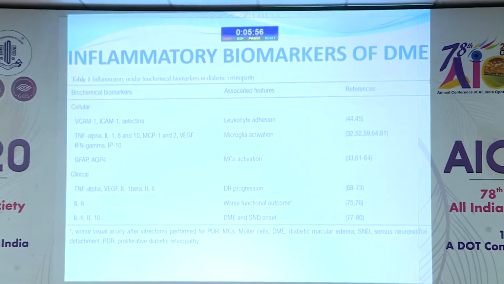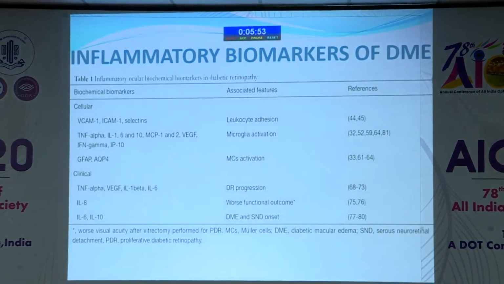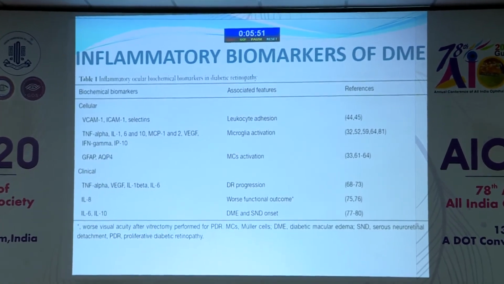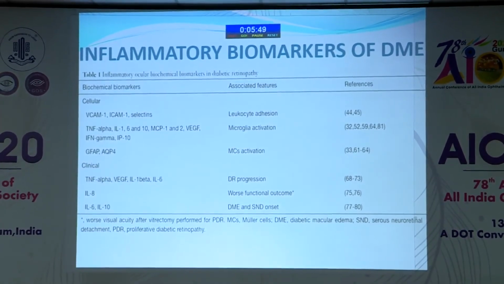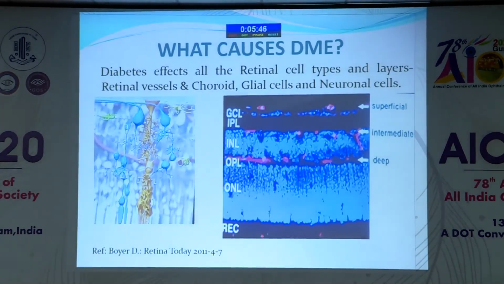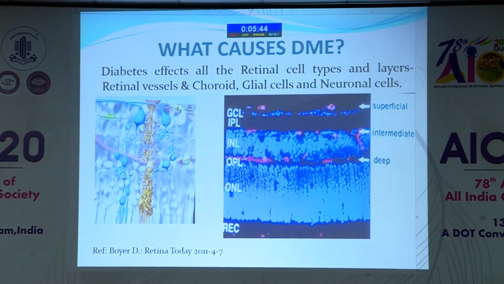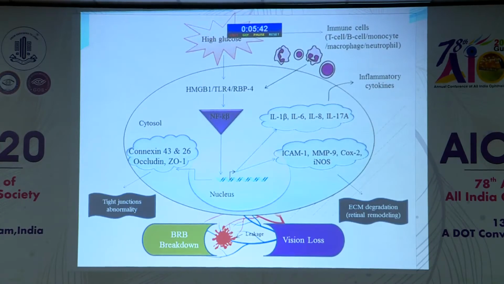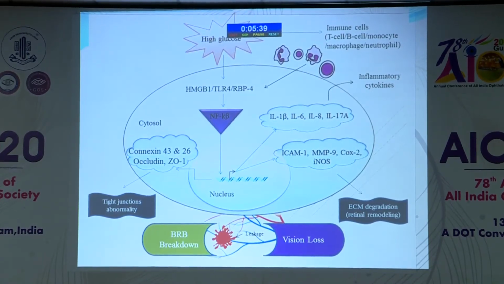So these are the various inflammatory biomarkers, and if you pay attention, you'll see that most of them are the inflammatory biomarkers, which are more important. This is the main cause of diabetic macular edema. Now this is the cascade of the various levels of involvement of the different biomarkers and the inflammatory chemicals, and most of them are the inflammatory cytokines which play a major role in the initiation, development, and progression of diabetic macular edema, and thus dictate the response to your treatment.